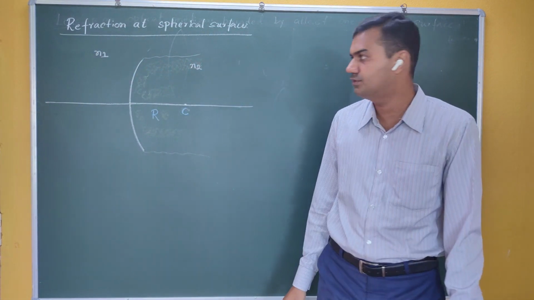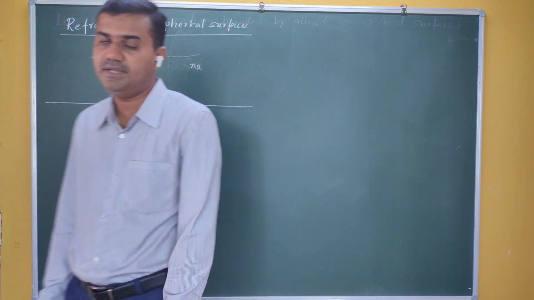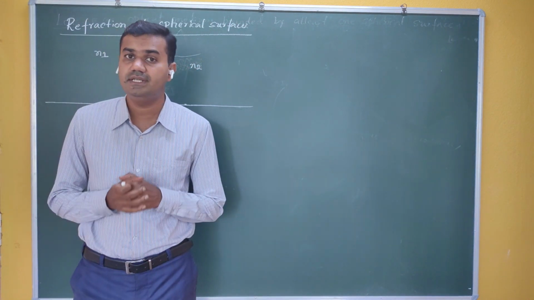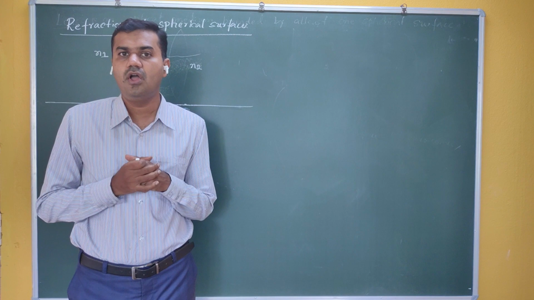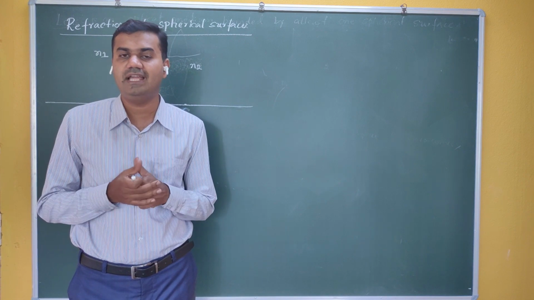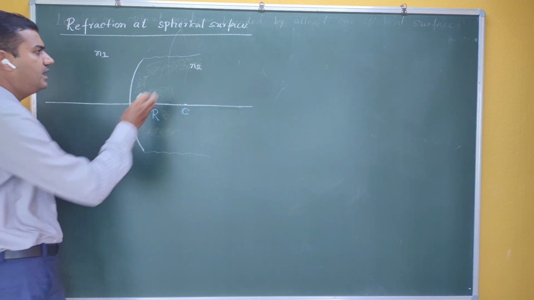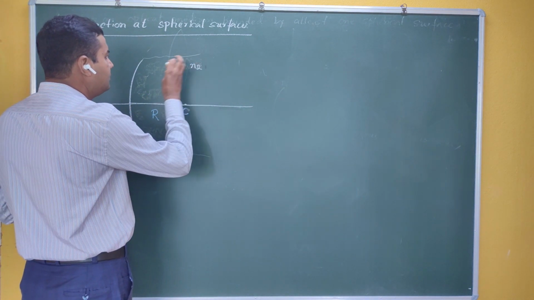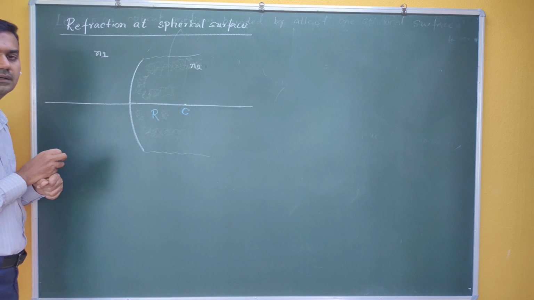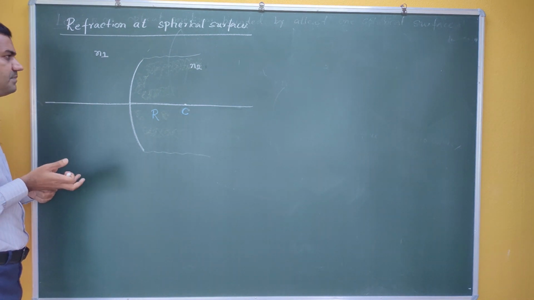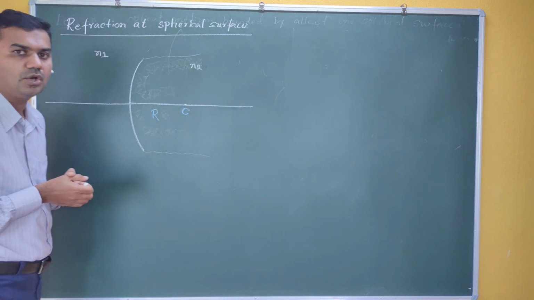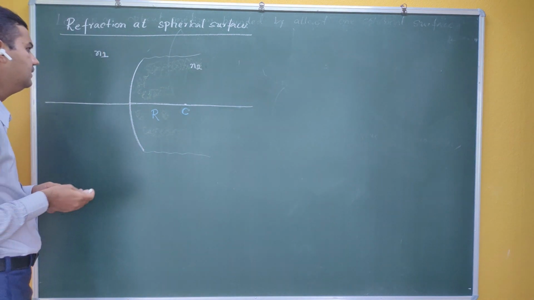Okay, so light passes through the transparent medium, refraction takes place. If refraction takes place, then it has to obey Snell's law, and Snell's law gives the relation between angles and refractive index. Therefore, I am mentioning the refractive index of the medium. Let me consider that N2 is the refractive index of the medium which contains the spherical surface, and N1 is the surrounding medium.